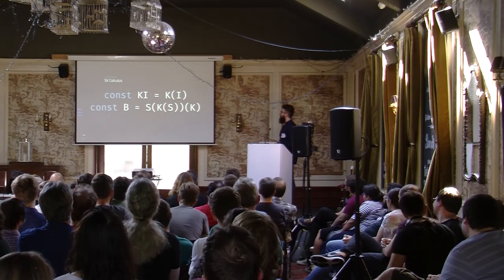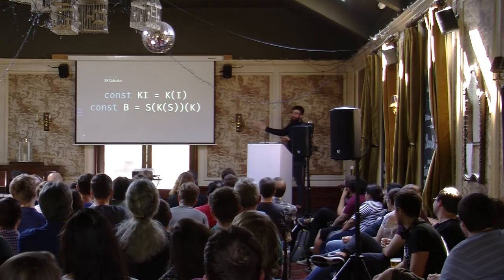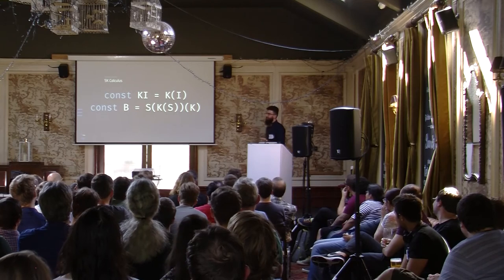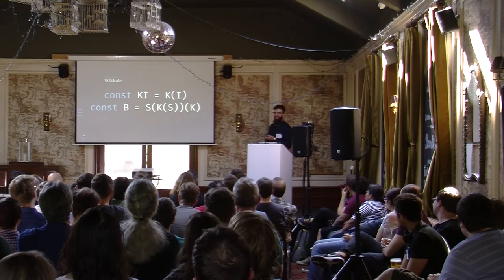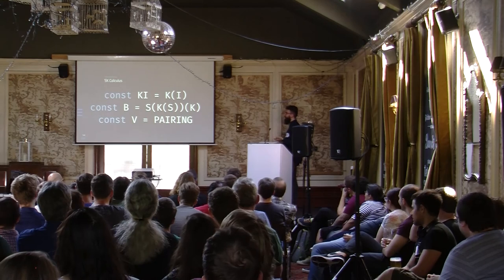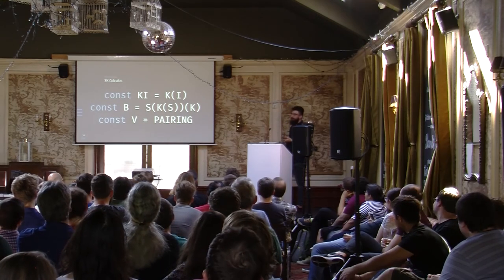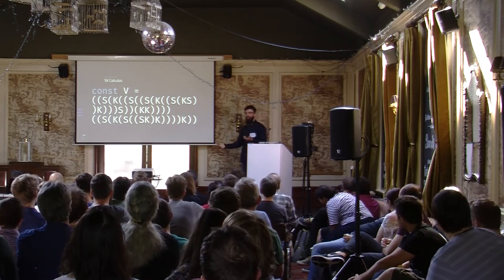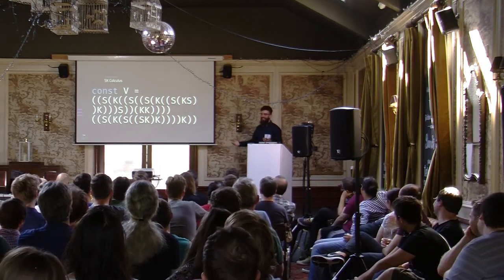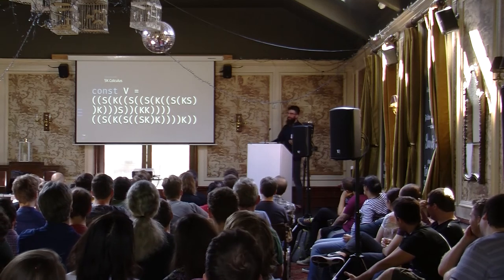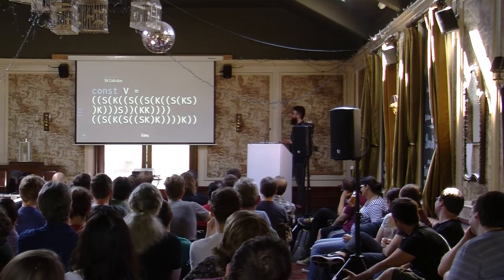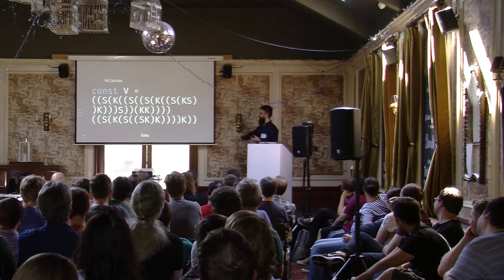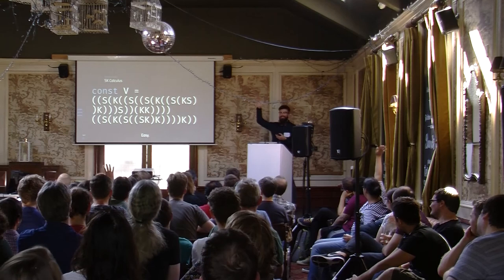The bluebird, I mean, I'm not going to lose my time actually doing the applications, because it would just be me doing SKS, KKS, KKKK. It would be super weird. And V, which is pairing, is this very simple thing right here. And why not replace your whole code base by S and K today? So much better, so much more reasonable. Amazing. Easy. Who's ready to replace their whole code base with S and K?